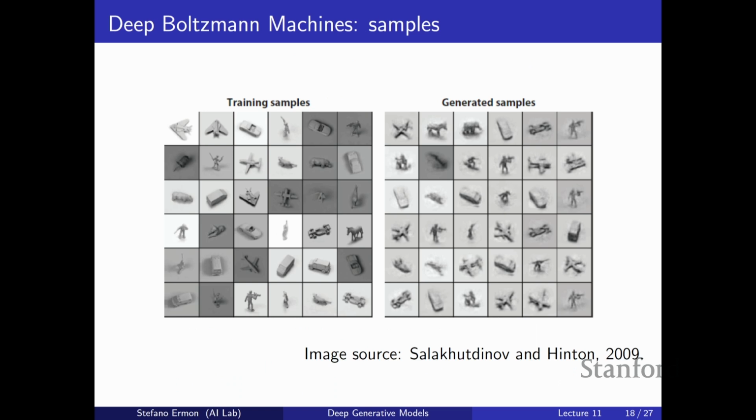And here you can see some samples of these kinds of models. Again, this was a long time ago, 2009, but people were able to generate some reasonable-looking samples by training one of these deep Boltzmann machines.